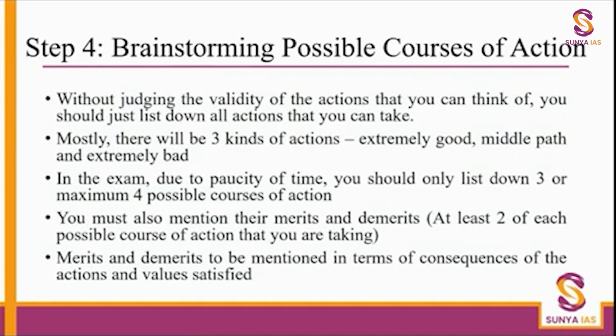There might be a lot of other actions also, but you should restrict yourself to three or four possible courses of action. And when you are listing this down, you must mention their merits as well as demerits, right? You should mention at least two merits and two demerits pertaining to every possible course of action. Now, merits and demerits have to be mentioned in terms of consequences of the actions that you are suggesting and the values which are being satisfied.